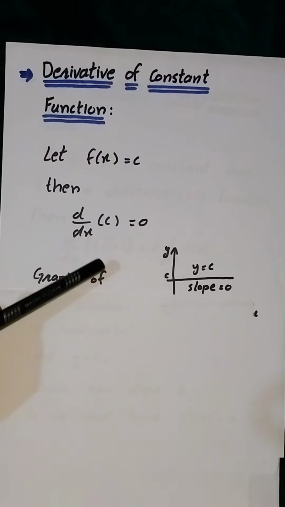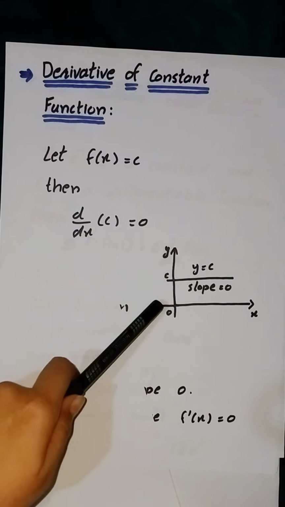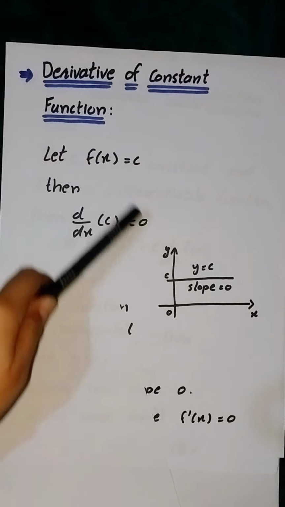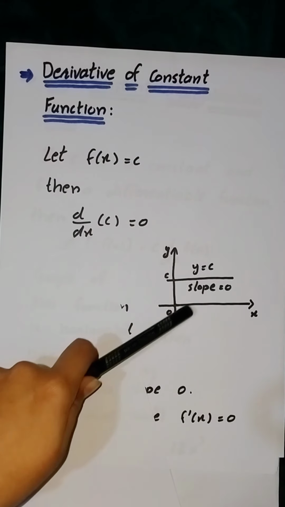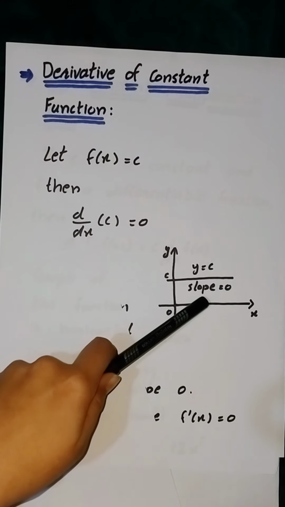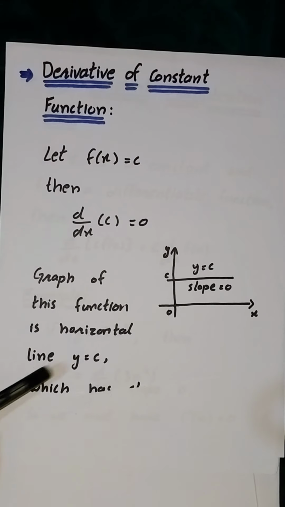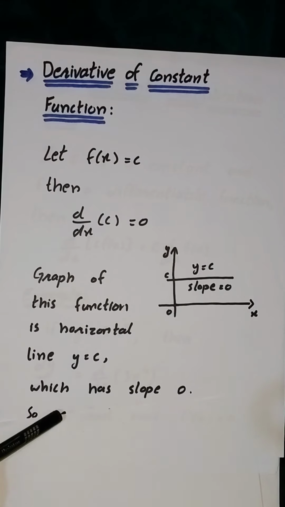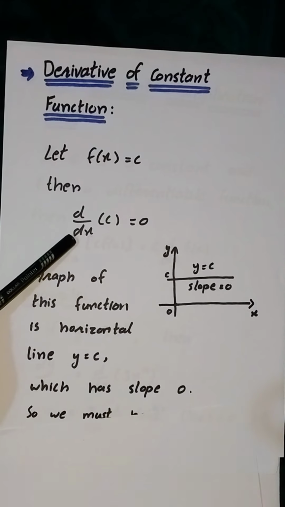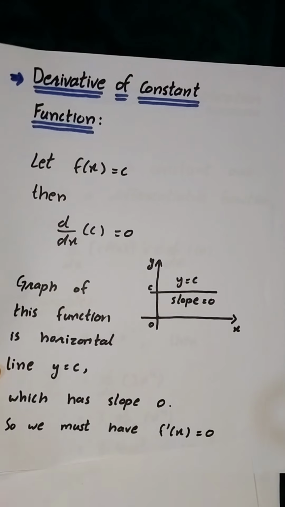Here we have a graph, x and y axis. You can see the graph of this function is a straight line which is parallel to x axis, y is equals to c, and we know the slope of the straight line is equals to 0. So graph of this function is horizontal line, y is equals to c, which has slope 0. That's why the derivative of this function is equals to 0. We can also prove this by using those formulas, which include limits.